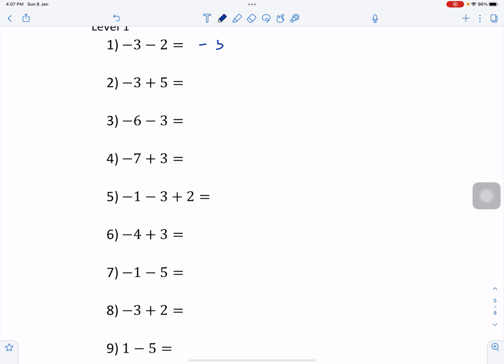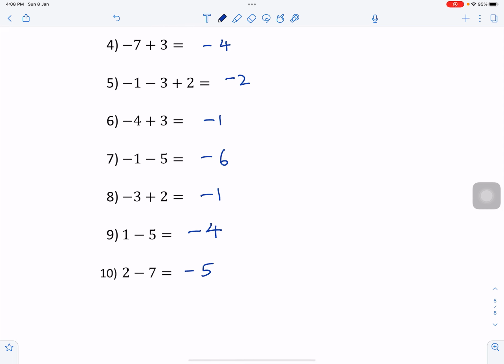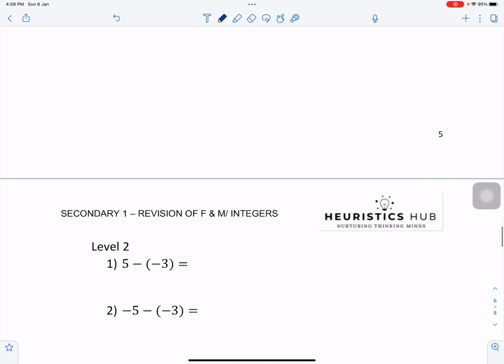Okay, so this is minus 5, this is 2, minus 9, minus 4, this is minus 2, this is minus 1, this is minus 6, this is minus 1, and this is minus 4. Okay, all right, so check the answer against mine to see that you have gotten it correctly. Okay, let's move. Oh, there's another one, minus 5. Okay, let's move on to the next one.